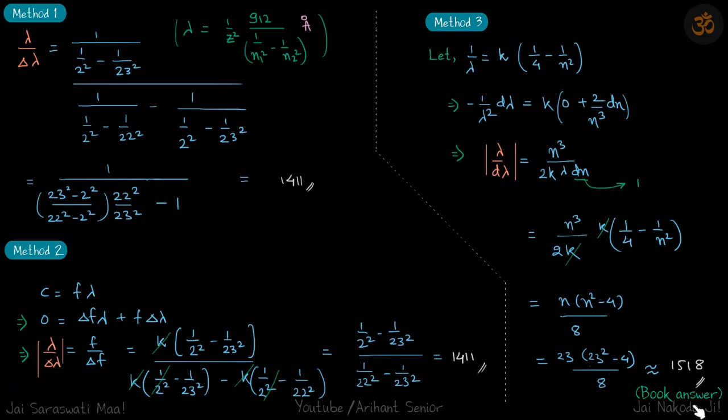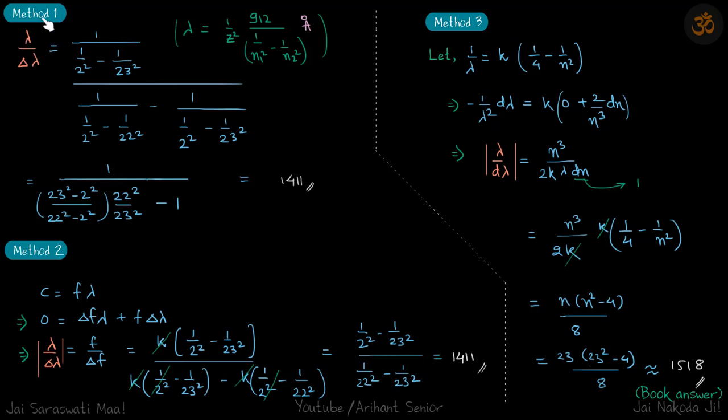So this is the book answer and it's an approximate value because ideally we cannot put dn as 1. So this works if n is very small, but 1 is clearly not very small. But as an approximation and as a quick way, this answer is correct.